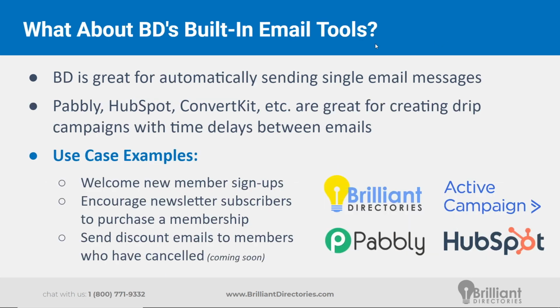That's right. And you might be asking, well, why would we need to use Zapier or Pabbly or any other third-party marketing tool to set something like this up when Brilliant Directories has built-in email tools? Well, Brilliant Directories is great for automatically sending that initial single email, again, in this example, to a new member who's just signed up. When somebody signs up on your website for a membership, you choose which email template to send them as their welcome email or thank you email. But you'd want to use something like ActiveCampaign, HubSpot, or some other email marketing service if you want to create this sort of drip email campaign or email sequence with time delays in between these various emails.